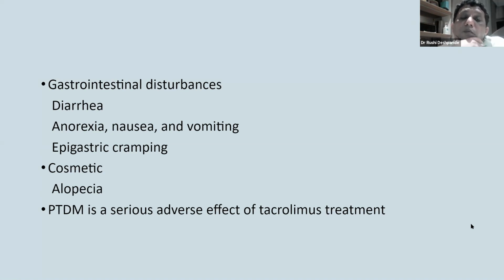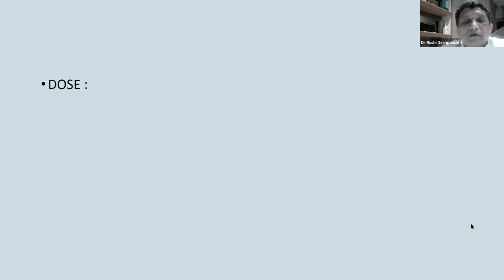GI disturbances, again more common with tacrolimus. One of the things is it causes enterohepatic circulation of MMF. Increased enterohepatic circulation of MMF, which increases the blood levels of MMF or mycophenolate mofetil, leads to GI side effects in the form of diarrhea, nausea, vomiting, epigastric cramping. Tacrolimus actually causes hair loss, so alopecia is common. PTDM, I explained to you, diabetes is a serious adverse event.